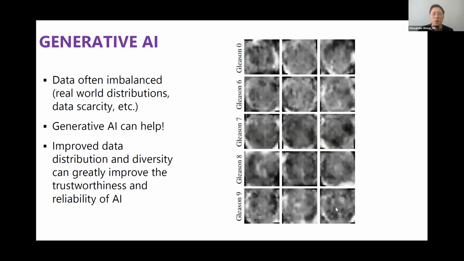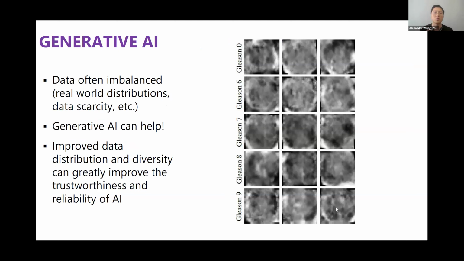More recently, given the fact that we're able to create such a large amount of data, one of the key limitations now is that the data is often imbalanced. So there are real world distributions, there's real world data scarcity, so you'll never get a perfectly balanced data set ever when it comes to medical imaging. And that's where we found that generative AI can help.